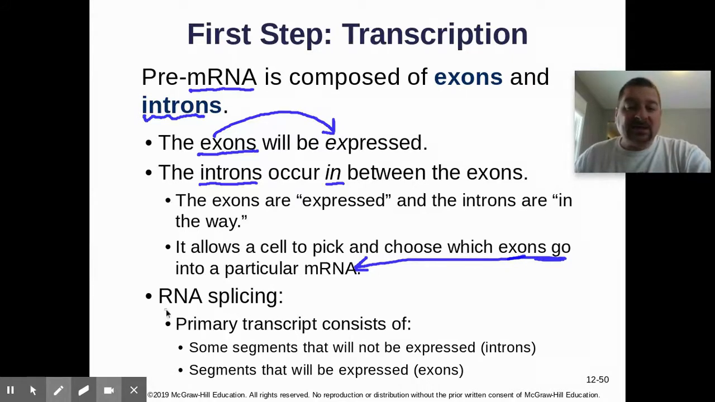And this is RNA splicing. So the primary transcript contains the introns and exons, and then the final transcript would just be the exons. And we'll see a picture of that here in the upcoming slides.